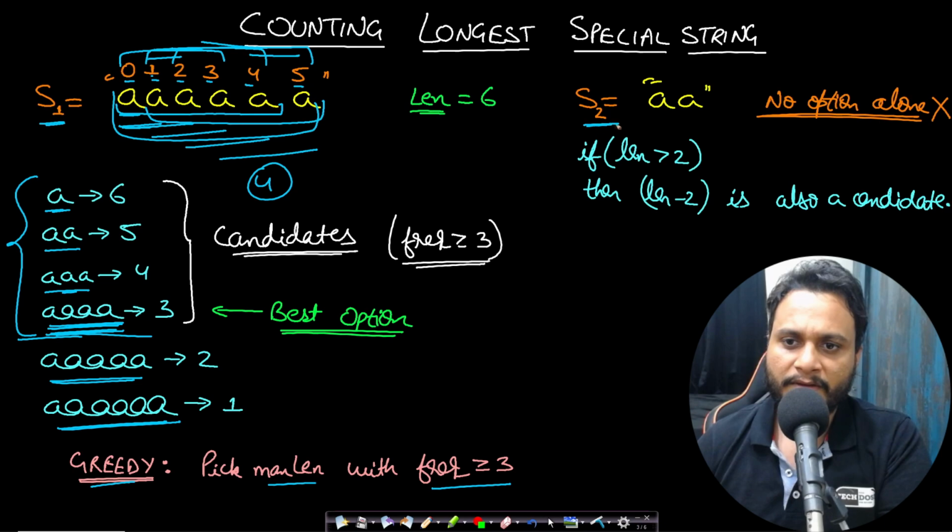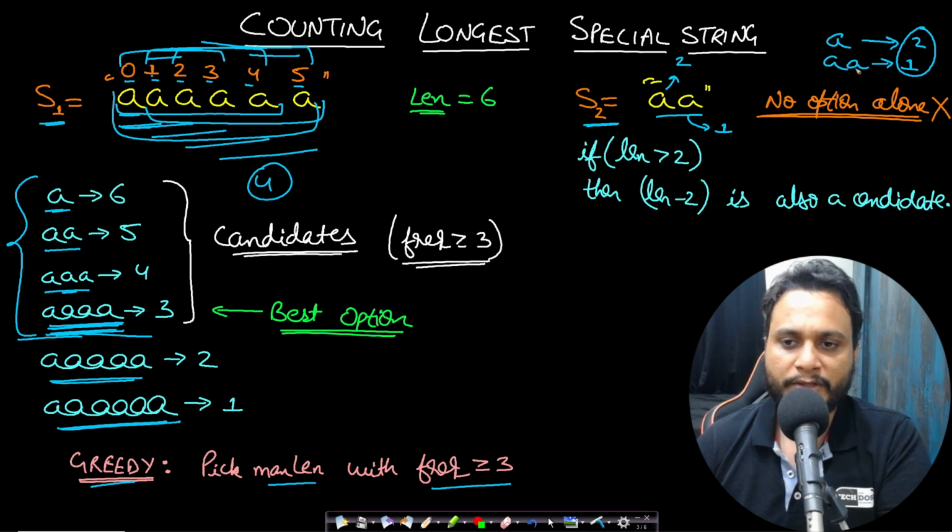Let's say we have another example, S2 equals to AA. Now in this case, A is occurring 2 times and AA is occurring only 1 time. So out of the 2 special strings, A and AA, A is occurring 2 times, AA is occurring 1 time. So there is no substring which is occurring greater than equals to 3 times, and therefore you have -1 as an answer in this case, right?